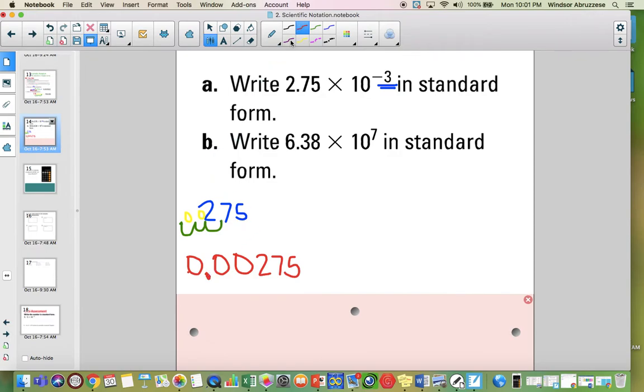All right, now let's try letter B. Write 6 and 38 hundredths times 10 to the 7th in standard form. So you're going to write your first factor. Sorry about my penmanship. Okay, and now I have a positive exponent, so I'm making the number bigger, which means to the right. So I'm going from 6.38 or 6 and 38 hundredths 7 times. 1, 2, 3, 4, 5, 6, 7. Here is my new decimal. And I'm going to input zeros into all of these loop-de-loops, placeholders.